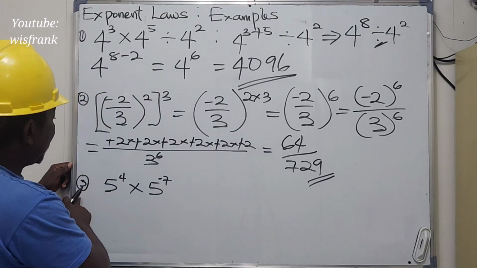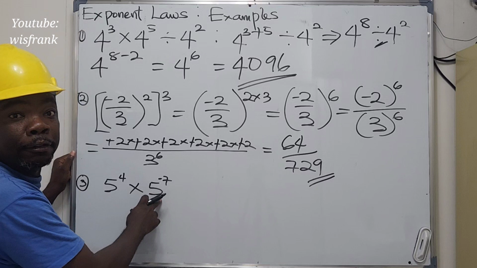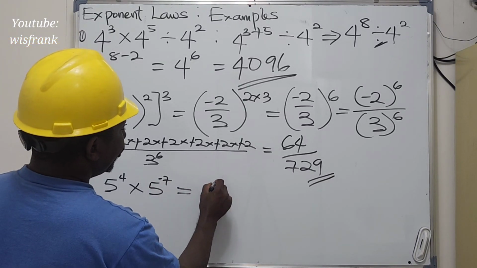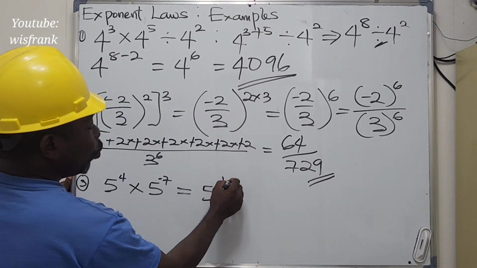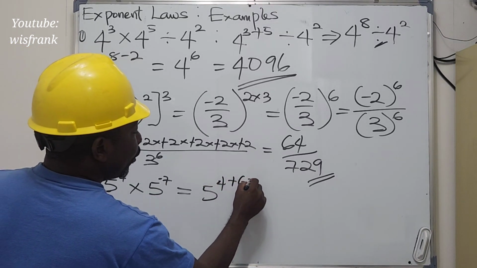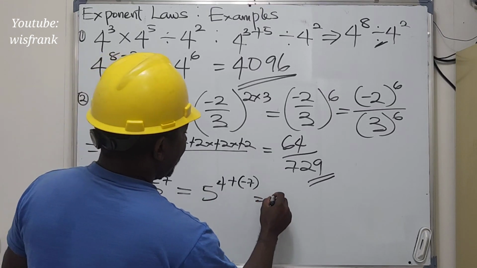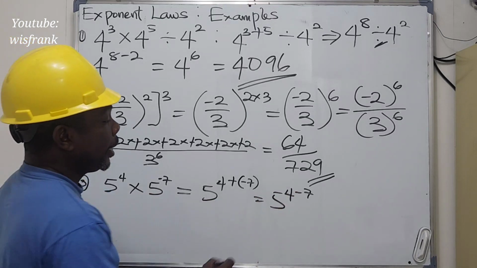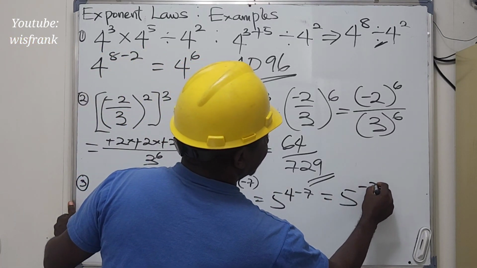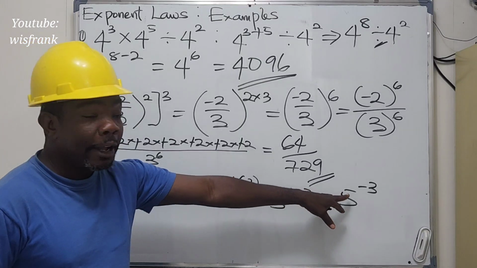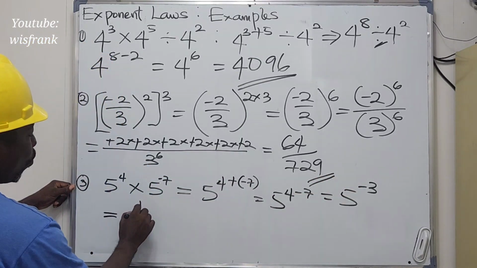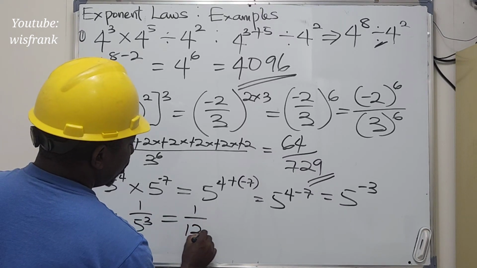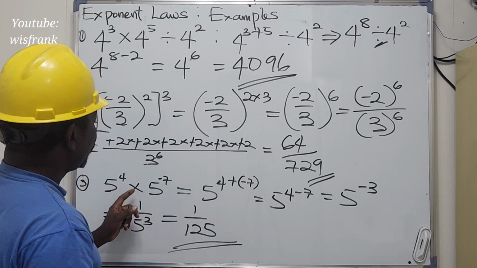So the next one we have number 3, 5 to the power of 4 times 5 to the power of minus 7. So this is the same thing as applying the rule. We have 5 to the power of 4, and when we add, this will become plus into minus 7. So when we expand this, we have 5 to the power of 4 minus 7. So in this case, 4 minus 7 is the same thing as 5 to the power of minus 3. In that rule, we know that 5 to the power of minus 3 can be written as 1 all over 5 to the power of 3. This is the same thing as 1 all over 125. So this is the solution to this expression.